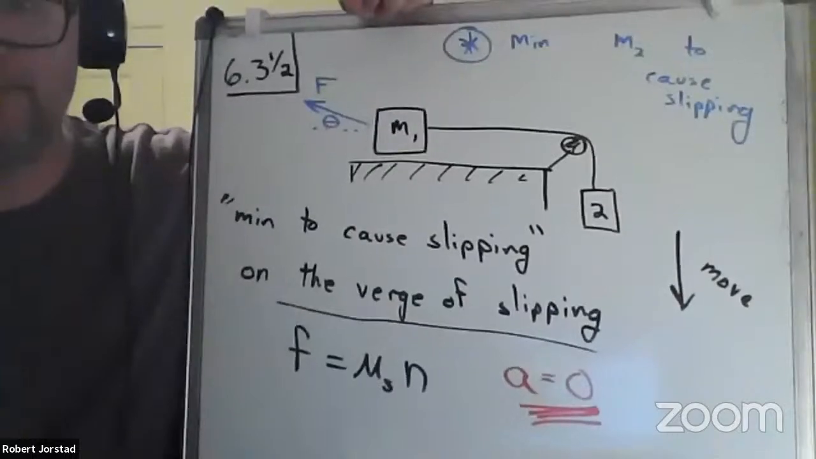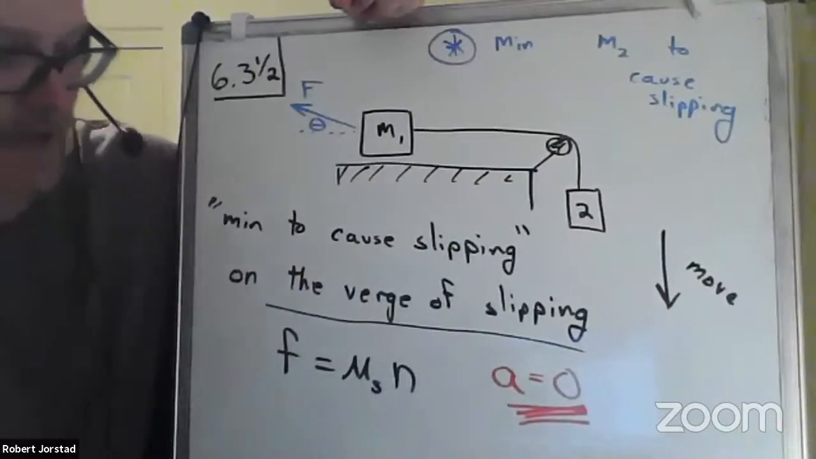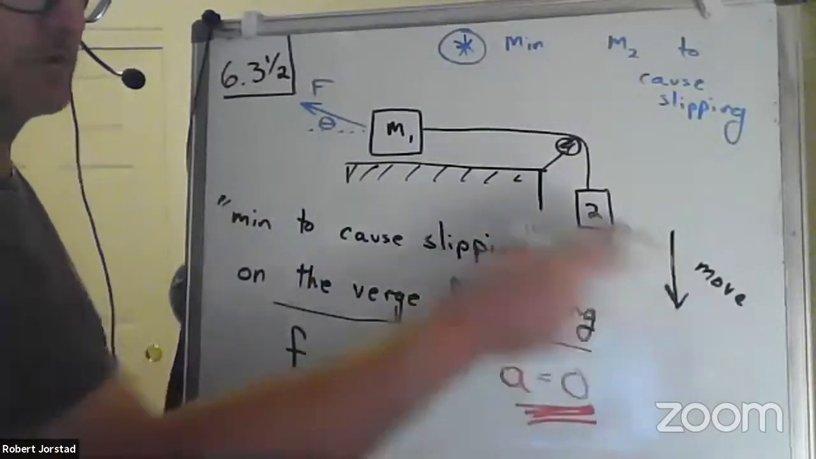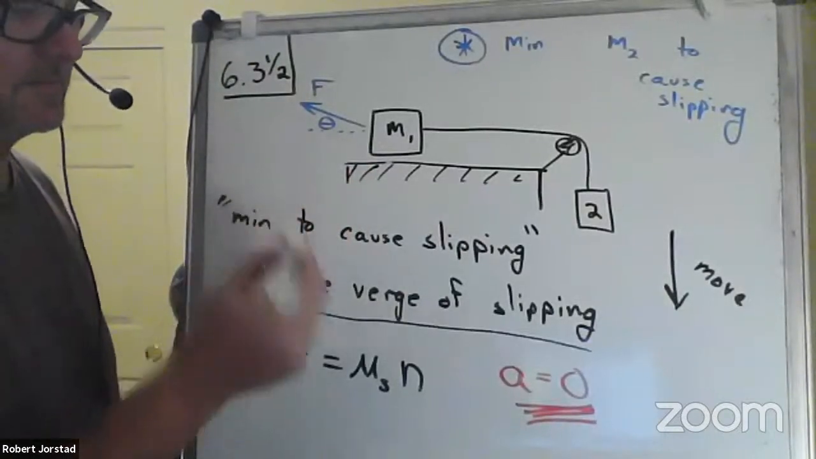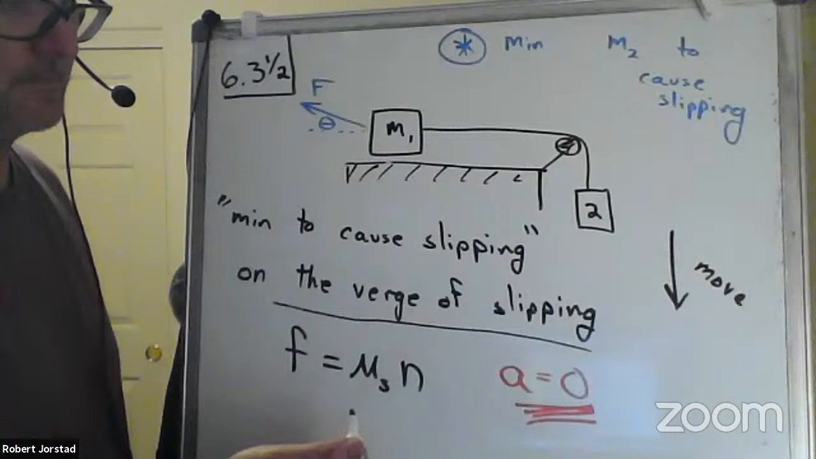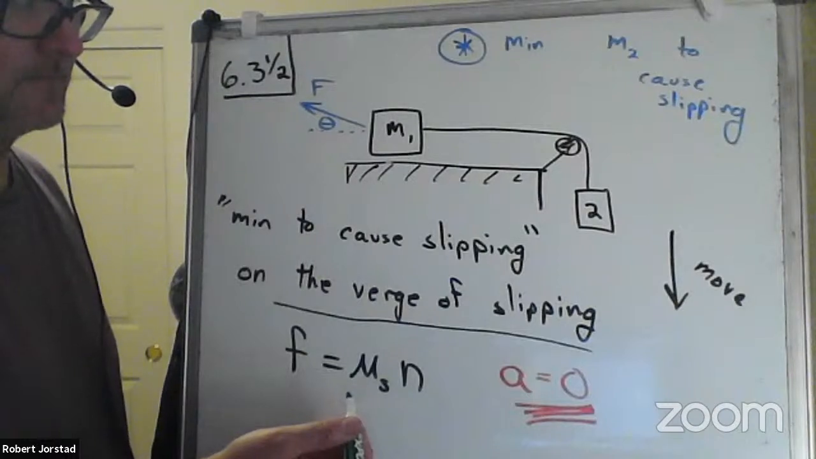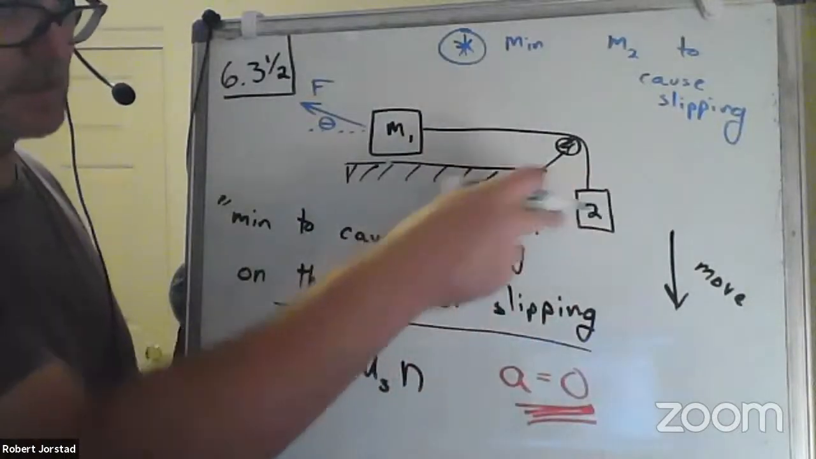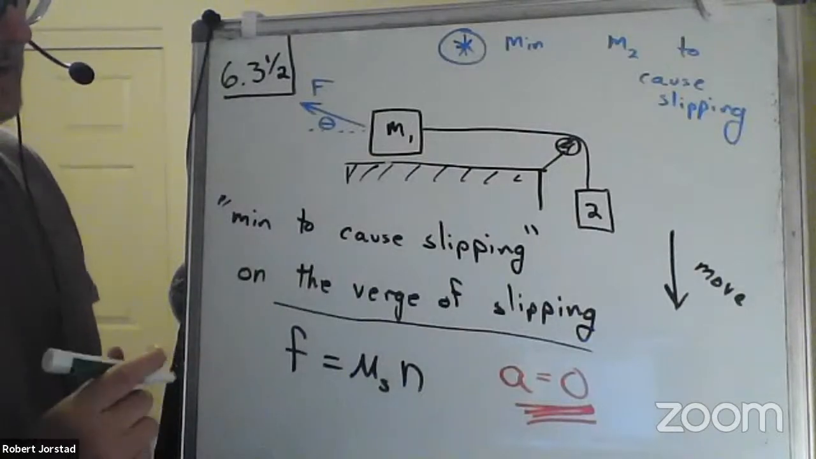Let's read another problem. So again, you could draw FBDs now. Well, which direction is the frictional force? Let's at least get that. So we expect it's going to move this way. So what direction is the frictional force on 1? Somebody other than Esteban. We're told we're using the minimum mass 2 to cause slipping. We expect it to slip this way. Which way is friction on 1? Go ahead. Take a shot at it. It's to the left. Yeah.